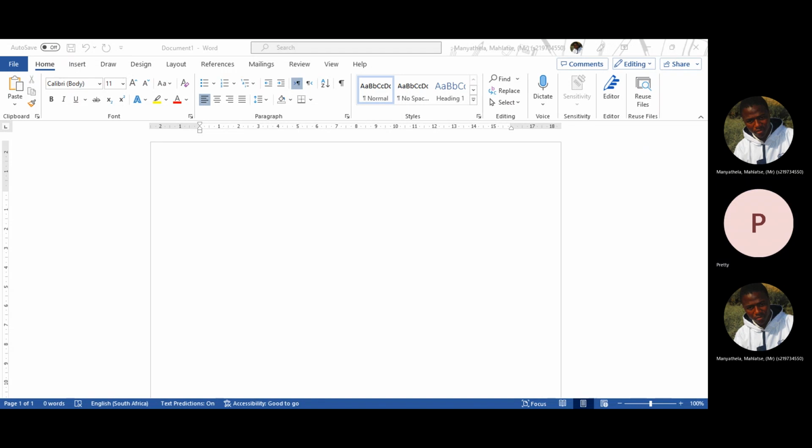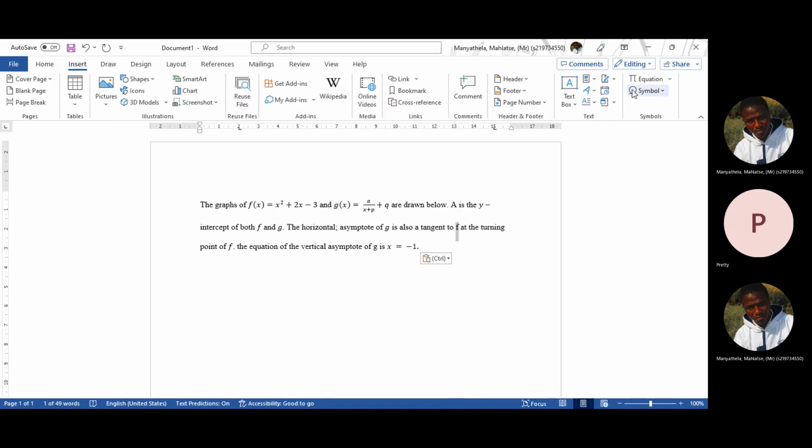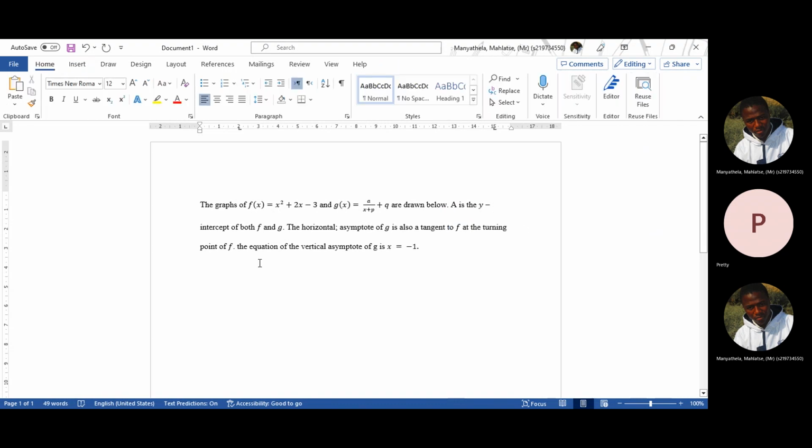This was on a question paper. Okay, fine. Copy this statement. The graphs of f of x equal to x squared plus 2x minus 3 and g of x equal to a over x plus p, plus q, are drawn below. A is the y-intercept of both f and g. The horizontal asymptote of g is also a tangent to f at the turning point of f. The equation of the vertical asymptote of g is x equal to -1.